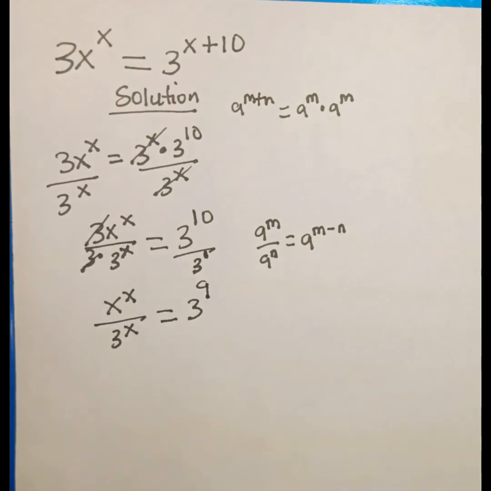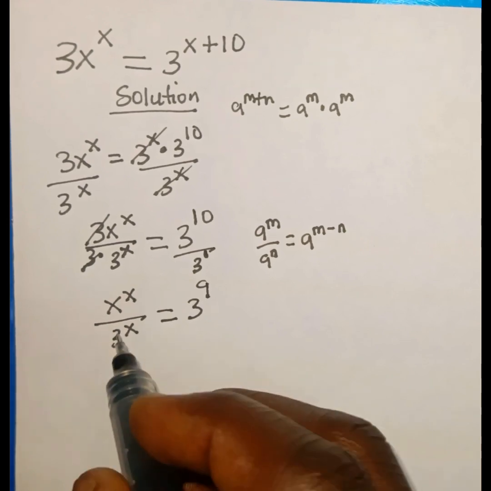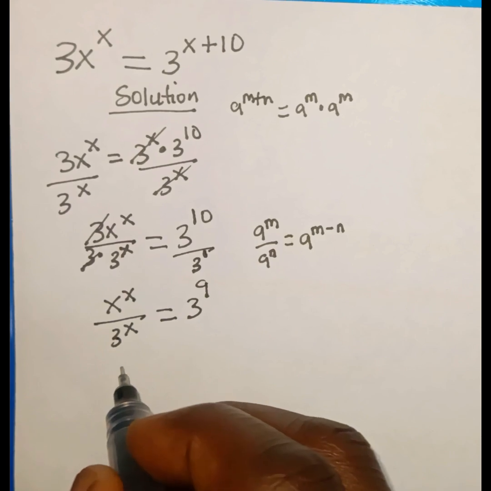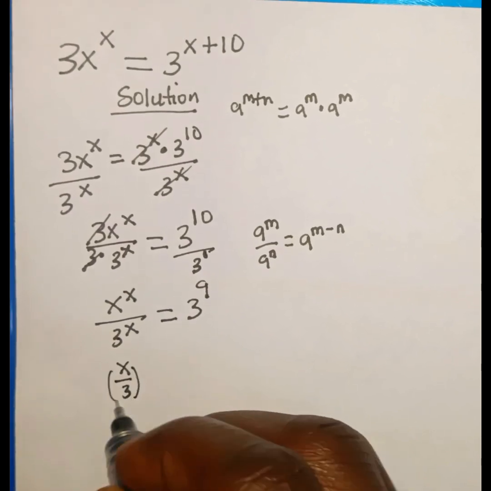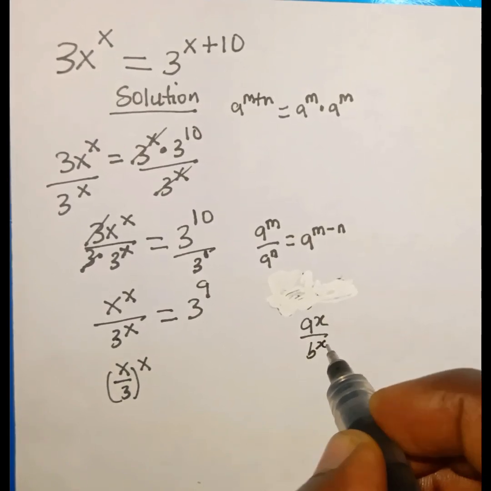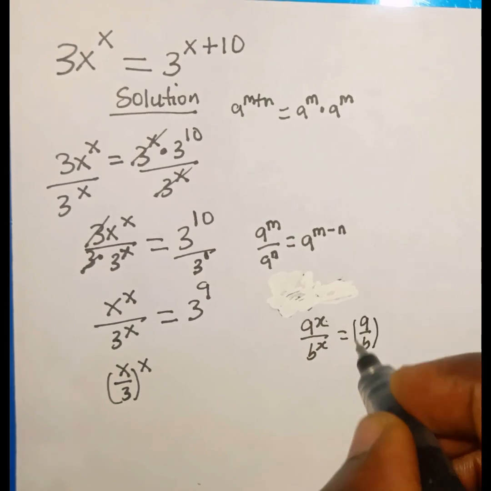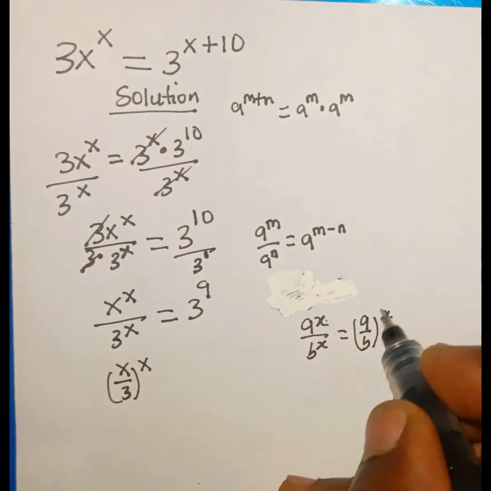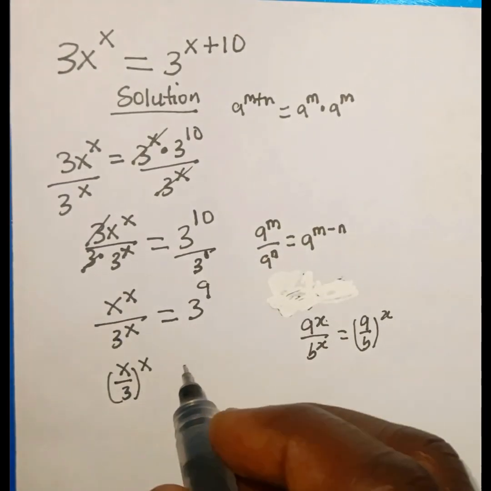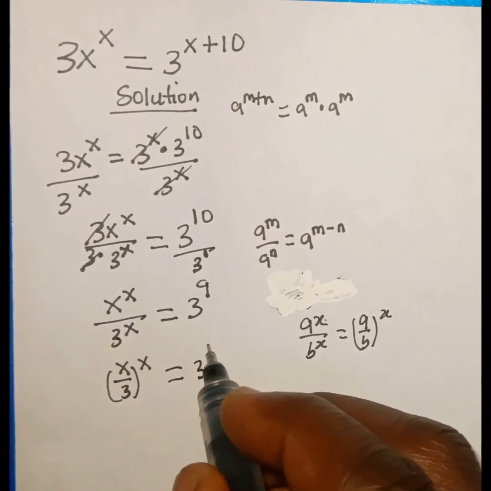The next thing we're going to do is to recall that when the power is the same, we can take the power out. Here we have 3^x, then x^x. So we can rewrite this as x over 3, all raised to the power of x, because when we have a^x all over b^x, since the powers are the same, we can write it as (a over b) all raised to the power of x. So the power is the same, we just take it out. This is what happened here: x and x, we just take it out and rewrite the two bases. So we are going to have equal to 3^9.